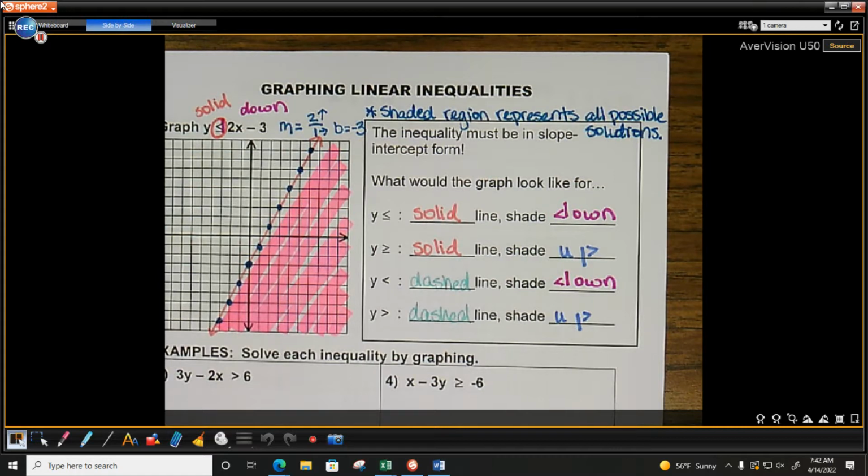So again, main difference is solid line if you see the equal to line under the inequality sign, dashed line if you do not. Shade above if it's a greater than, or shade up if it's a greater than, shade down if it's a less than. Good?